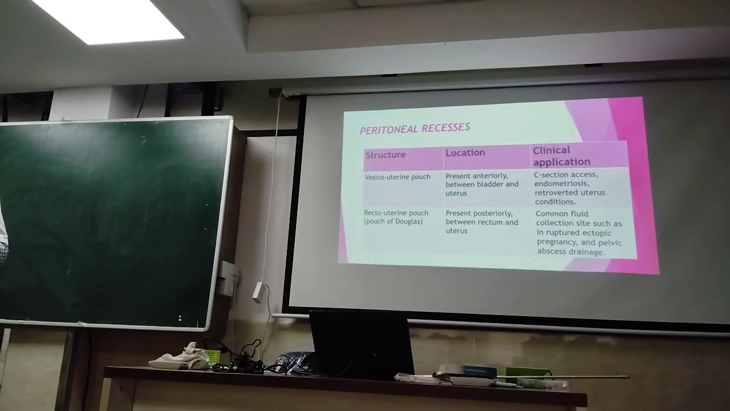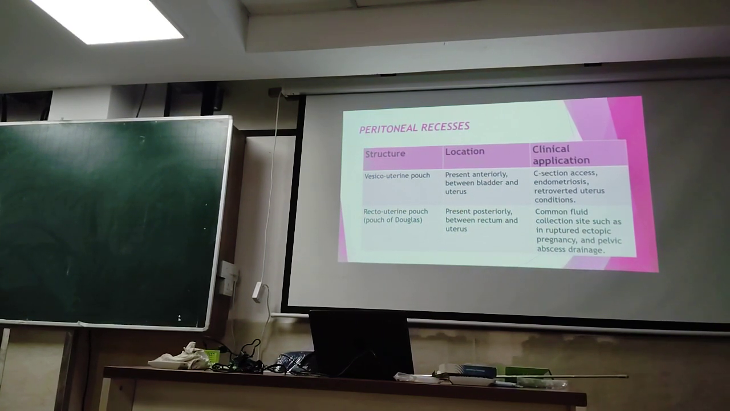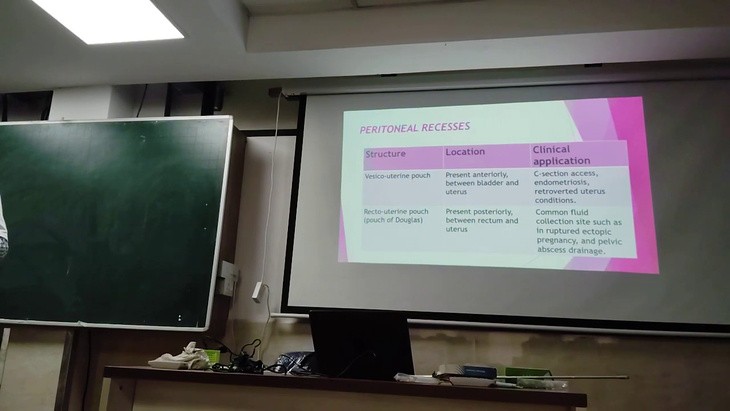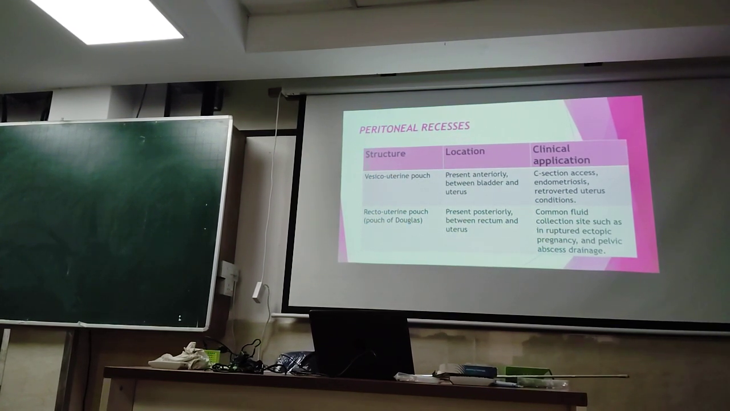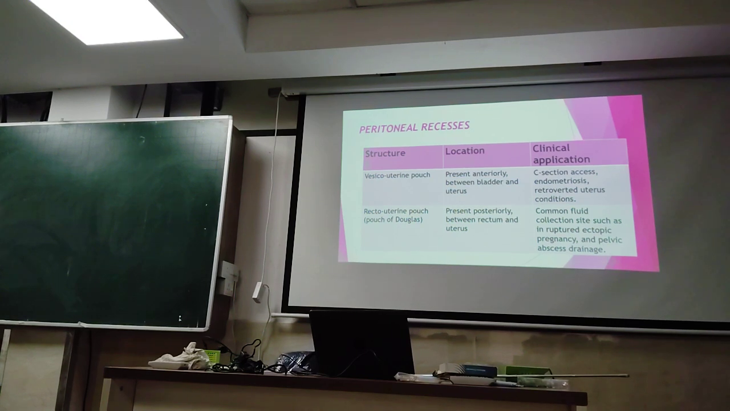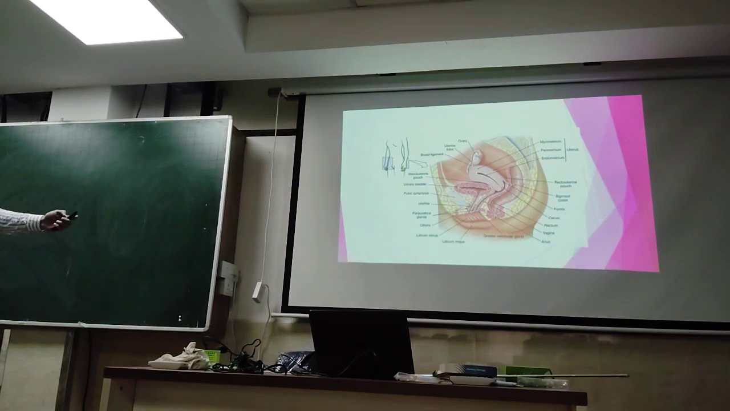In endometriosis, the endometrial tissue which is present inside the uterus is found outside of the uterus, and it undergoes the same cyclical changes which take place inside the uterus, due to which there is thickening and bleeding, and the blood cannot escape outside the body, so it gets collected in the two peritoneal recesses. In the applications of the recto-uterine pouch, it is a common fluid collection site in ruptured ectopic pregnancy, and pelvic abscess drainage is done.